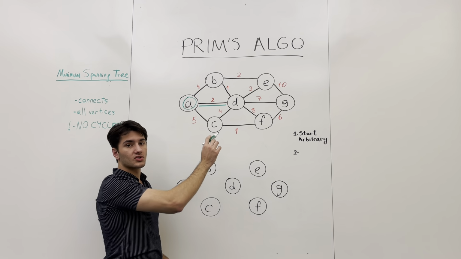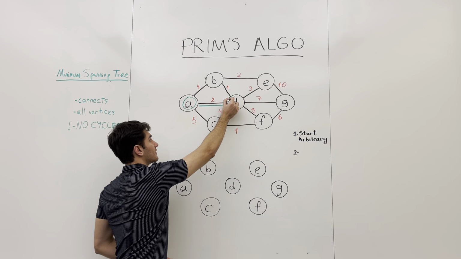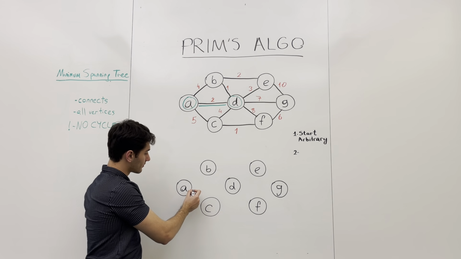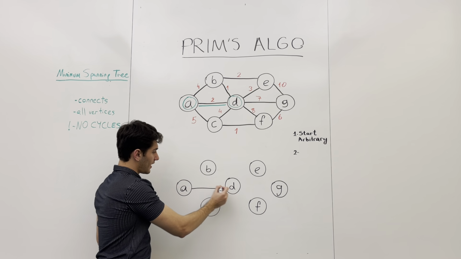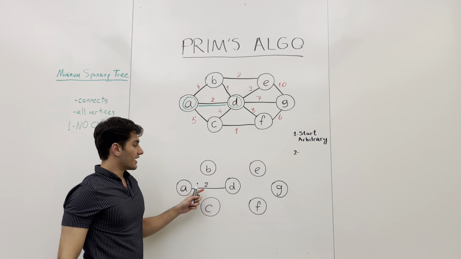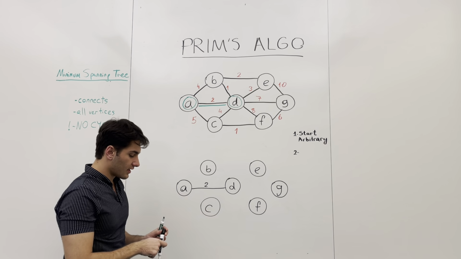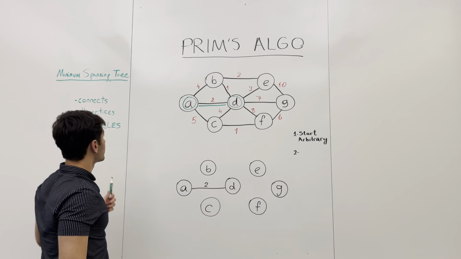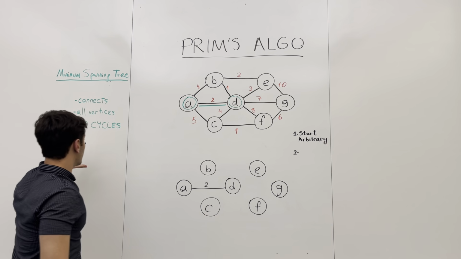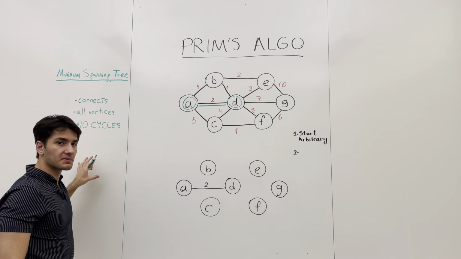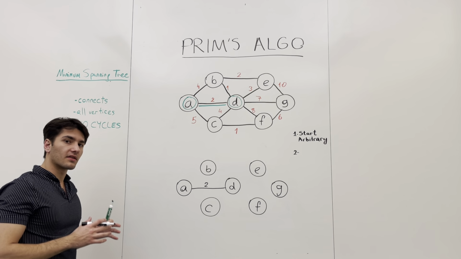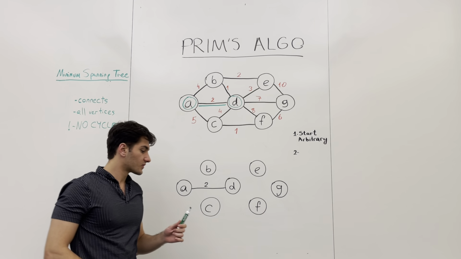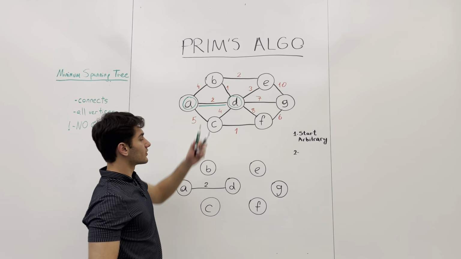Now, we reach vertex D. Let's show that in the graph below. A to D, and our edge weight is 2. Also, the reason we call it minimum spanning tree is because the vertices we connect, the edges between them, when we add them together, they have the minimum possible weight that we can obtain. So, let's continue our example.